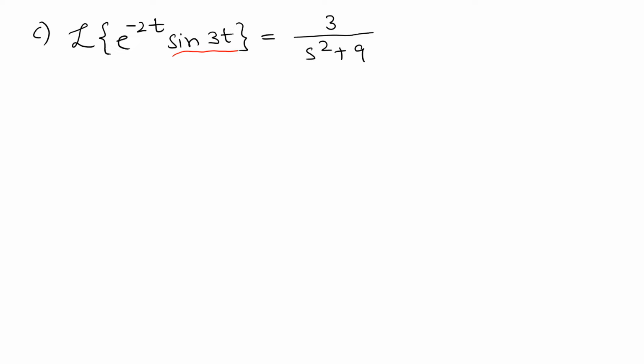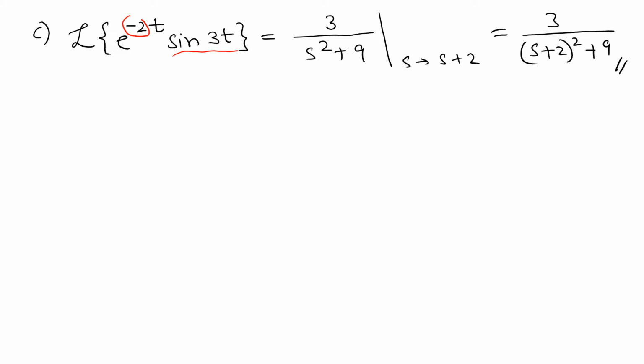Now what we're going to do is replace s. We can see it's a minus, so it becomes a plus, so it's s plus 2. So the answer is 3 over (s plus 2) squared plus 9.